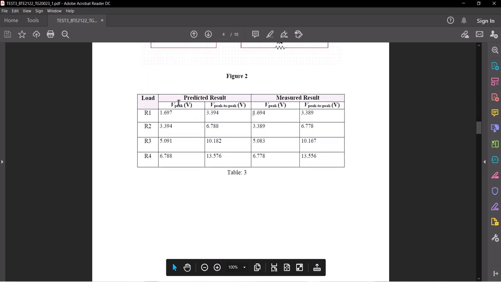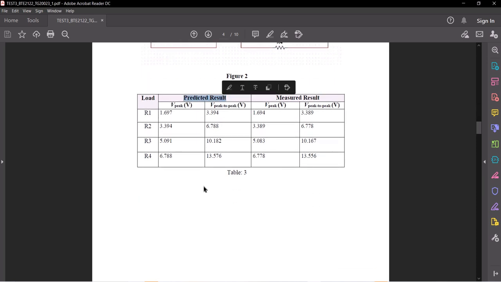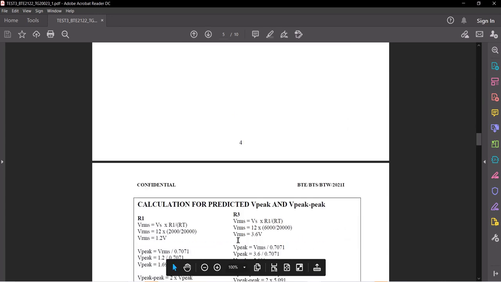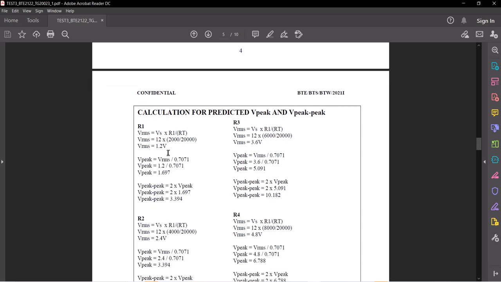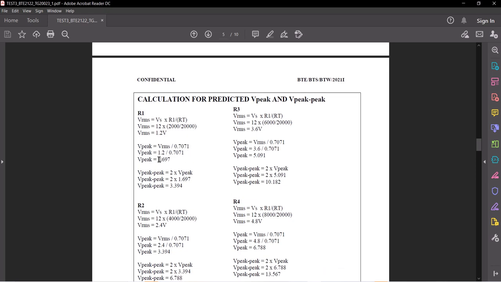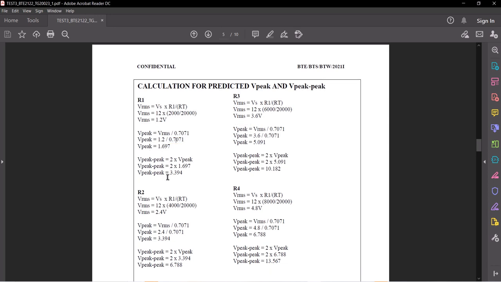For the predicted result, here's my calculation of V peak and V peak to peak for R1. First, I need to find the VRMS. VRMS for R1 is 1.2 volts. Now using the 1.2 volts, I can find V peak by dividing VRMS by 0.7071. I get 1.697. For V peak to peak, I multiply by 2, and I get 3.394.